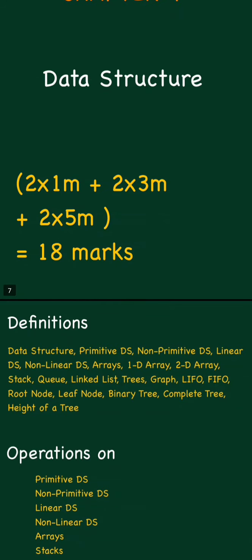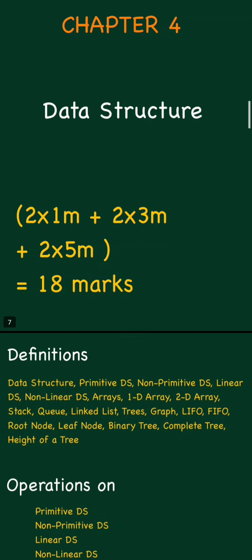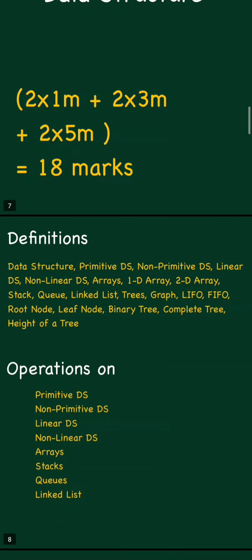Here the total for the chapter is 18 marks. The most weighted chapter of your computer science is data structure. In this you will get two questions of 1 mark, 2 questions of 3 marks, that is 6 marks, and 2 questions of 5 marks. So totally you are going to get 18 marks from chapter 4, data structure. So you have to focus on this chapter in a deep way.